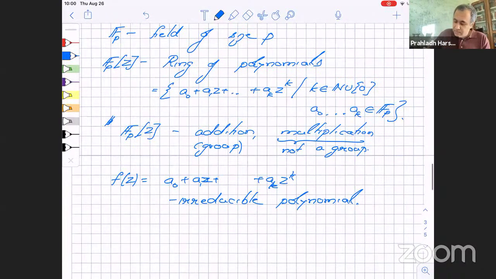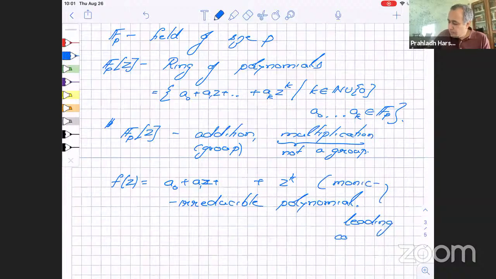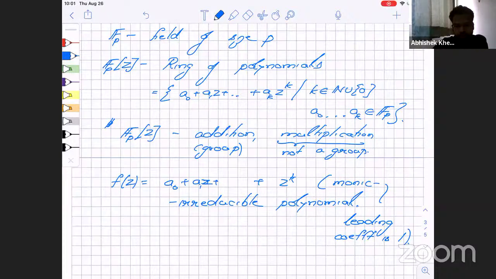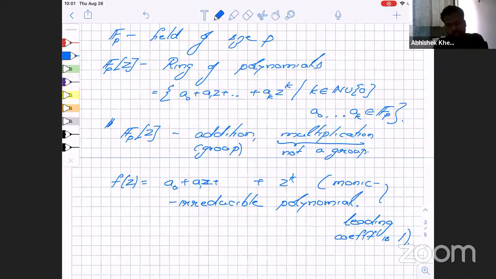And let's look at it further. Let's make this a monic irreducible polynomial. That is, it's monic, which means its leading coefficient is 1. Here we also have the constants as factors, not just 1 but also 2, 3, 4, everything. Any non-zero constant is a factor.